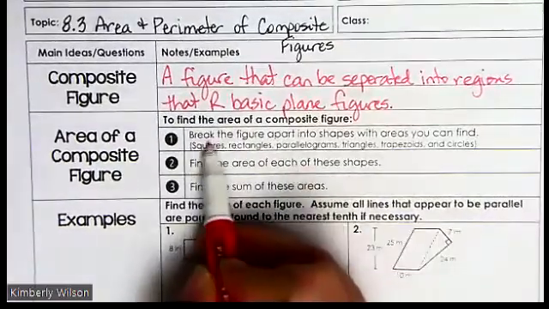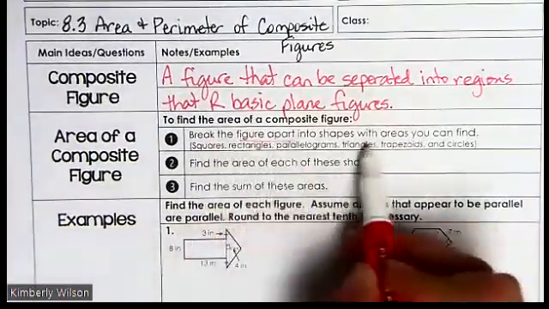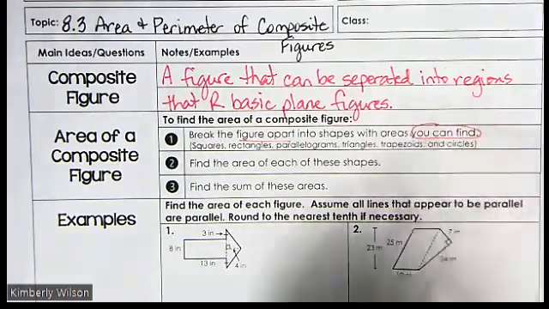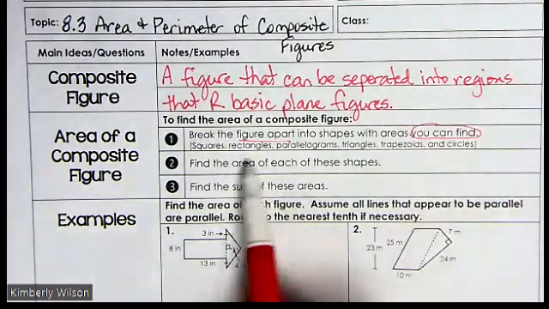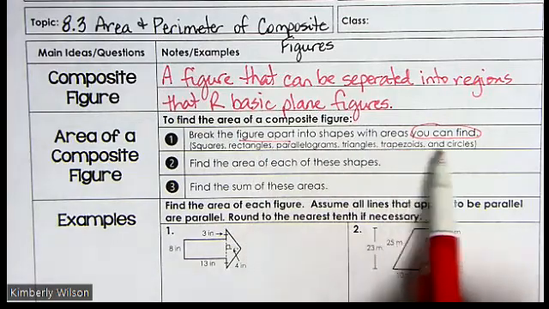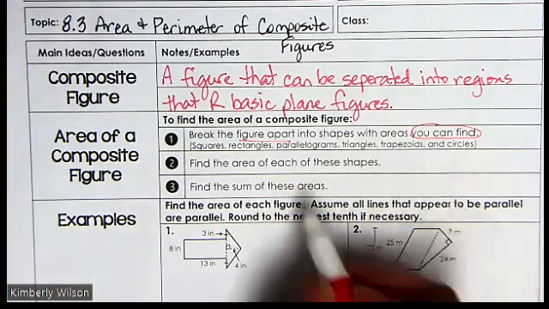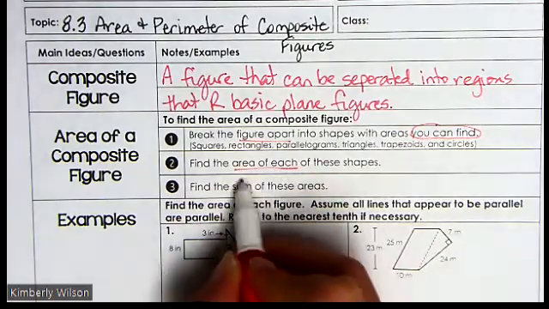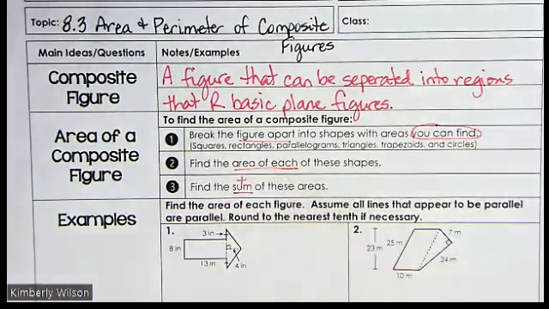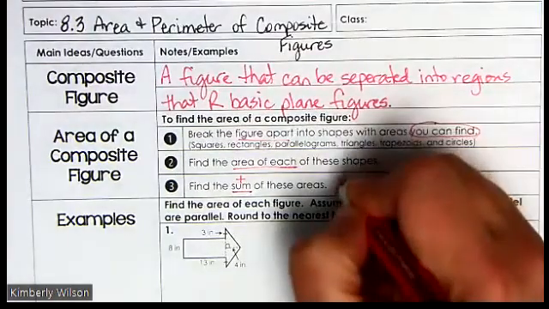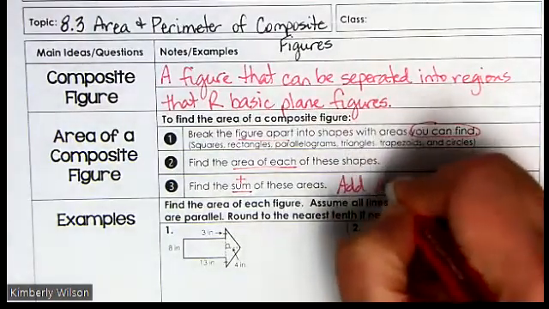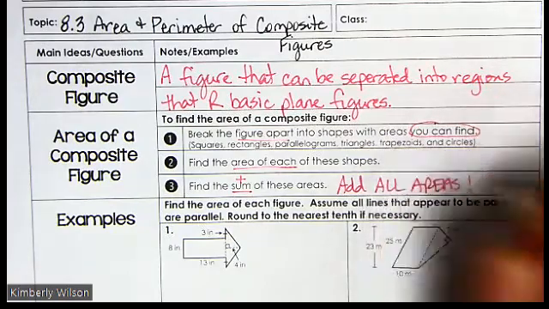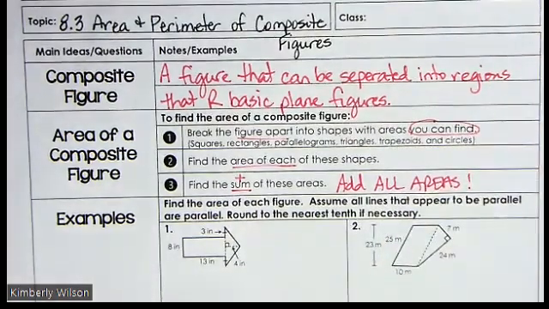Okay, so now let's talk about what we do to figure out the area of a composite figure. First step, we break the figure apart into the shapes with areas you can find. You have to make sure they are shapes that you can find, like squares, rectangles, parallelograms, triangles, trapezoids, and circles. Then you find the area of each, and then we find the sum. To find the sum, that means we add them all up. So we add all areas.